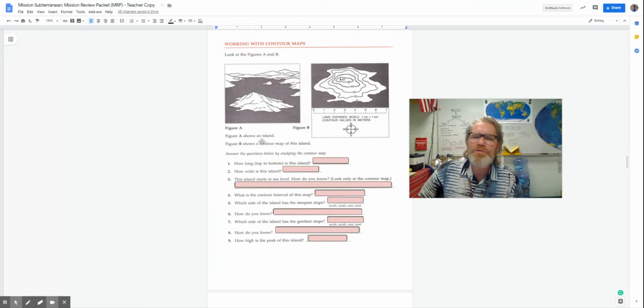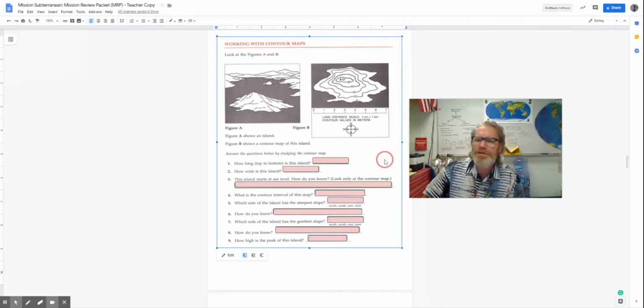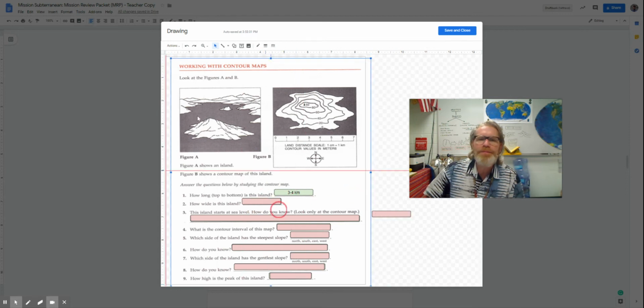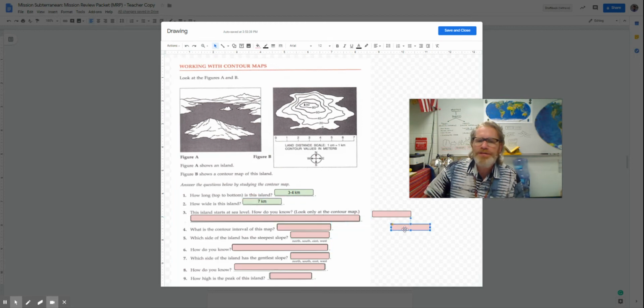So, answering the question, how long is it from top to bottom? Well, if we use a little piece of string or something, we'll be able to use our legend and find out that it is actually 3 to 4 kilometers from north to south. How wide is the island? Well, it's about 7 kilometers from one end to the other. It's pretty easy because it's already there for you.